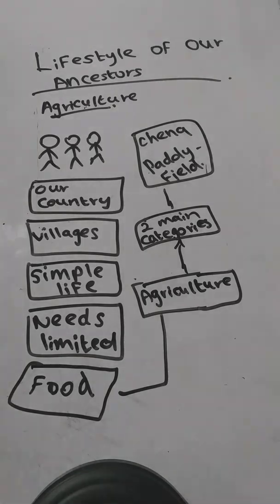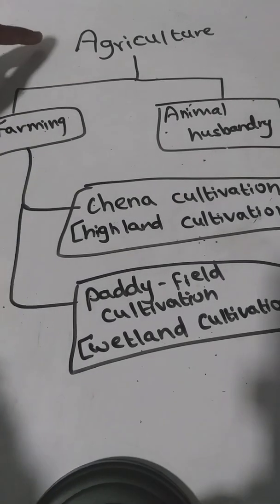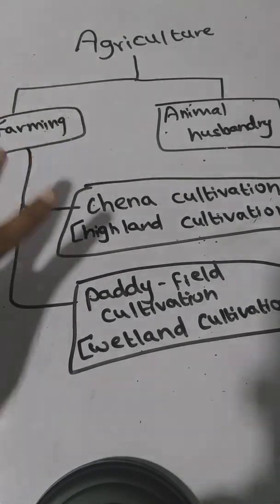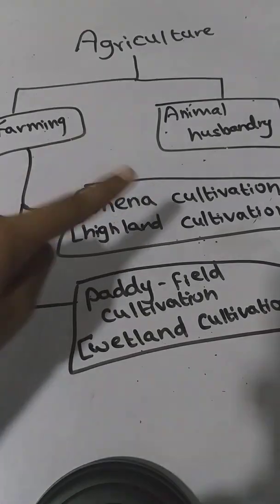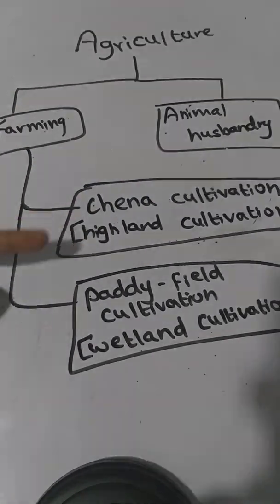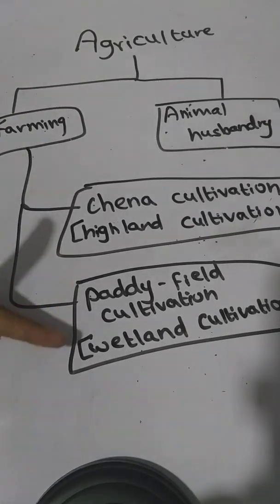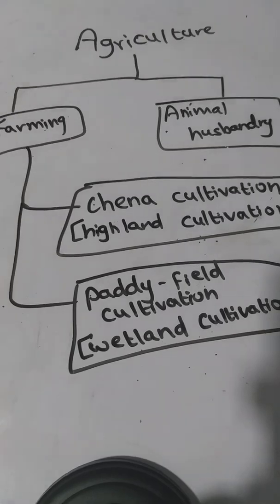That was a table which was in your book. This is agriculture. We can divide agriculture into two main parts, farming and animal husbandry. We can divide farming into two parts, chena cultivation, another name for which is highland cultivation. Next is paddy field cultivation, another name for which is wetland cultivation.